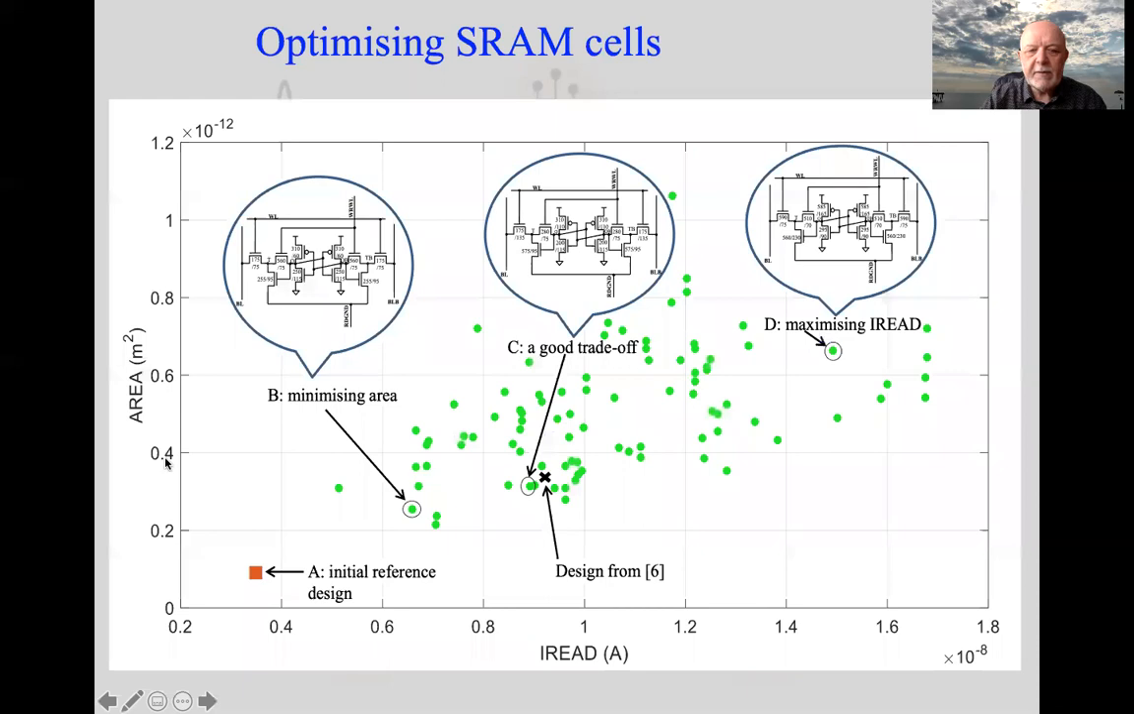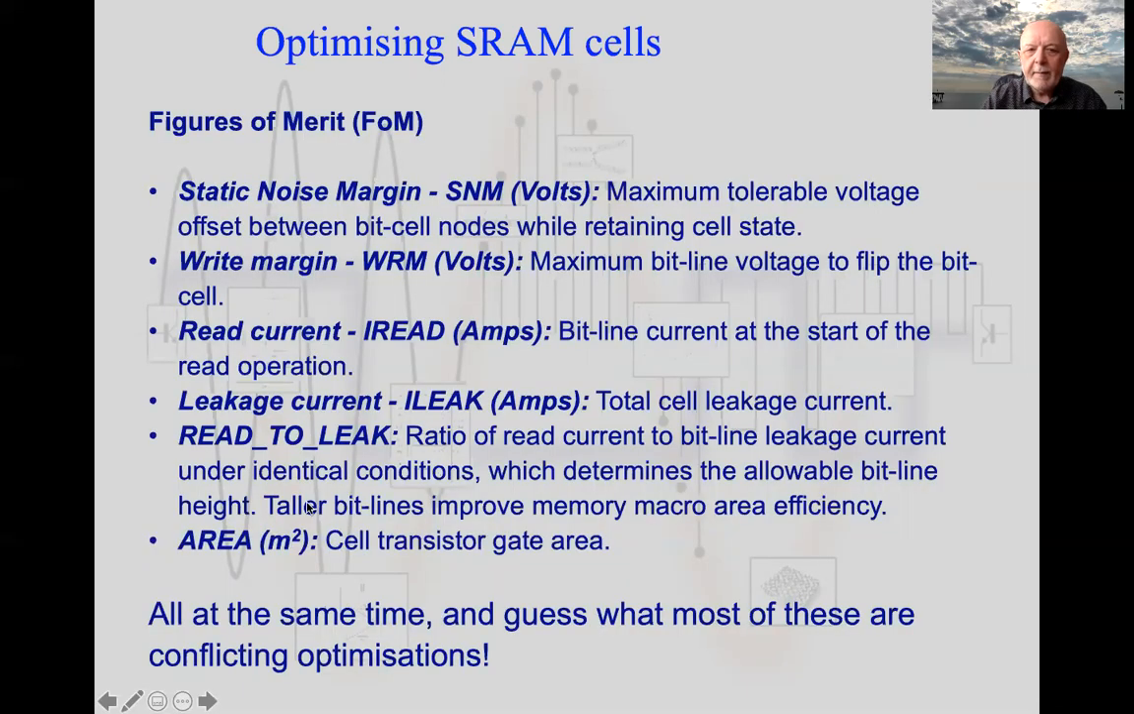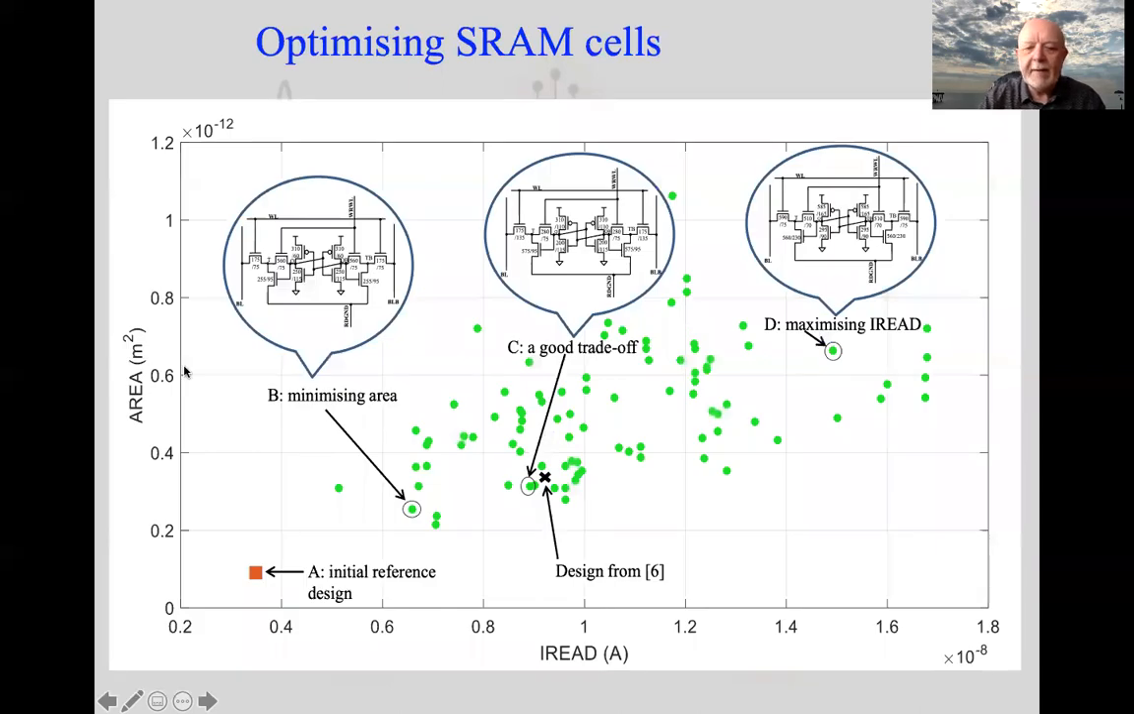So these are some results that were applied to that circuit. So what you see here, as we said, we've got all of these figures of merit, 6 figures of merit, but it's kind of difficult to illustrate all those on one graph. So this is just showing 2 of those. This is area against I read, so the read current. And what you'll see on here is each one of these is a design. So each green dot is a design. What evolution has done, and this is a multi-objective evolutionary system, it's given you lots of options.